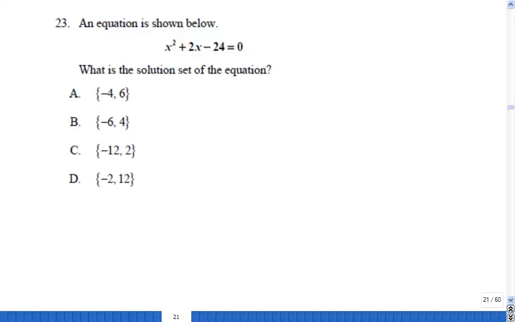Let's see. Equation x squared plus 2x minus 24 equals 0. What is the solution set of the equation? And obviously you have the four options. One way, if you have no clue how to solve this one, but you know how to perform a substitution, you will take each one of these values and plug them into your equation. But that's the long way.